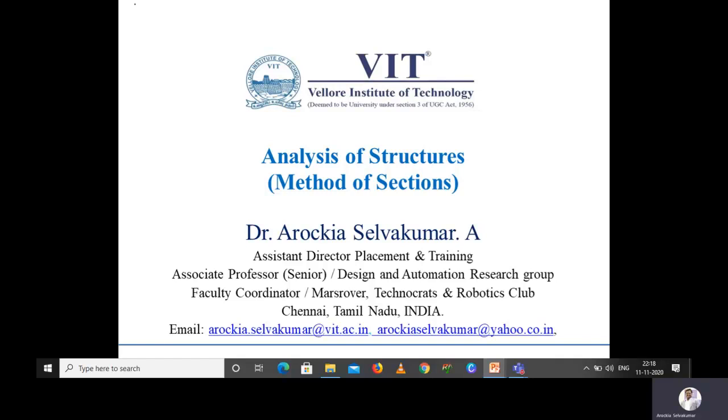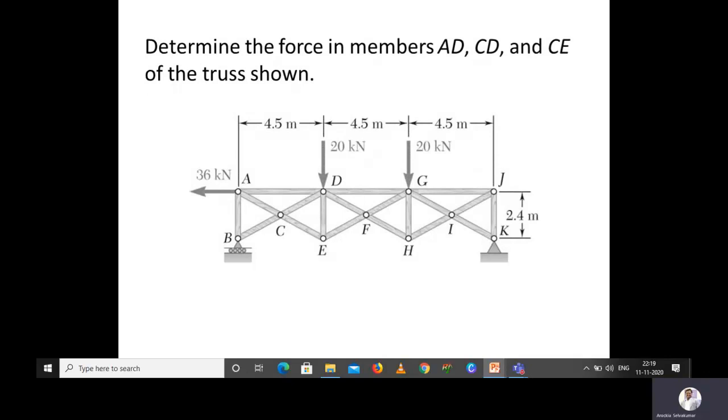Today we will see analysis of structures by using the second method. It's called the method of sections. So they have given a problem to determine the force in members AD, CD, and CE of the truss shown. As we discussed in the class, if we want to determine the force in particular members, AD, CD and CE, any specific members, then instead of going for method of joints, we can go for method of sections. As discussed in the class, we are going to solve this particular problem by using method of sections.